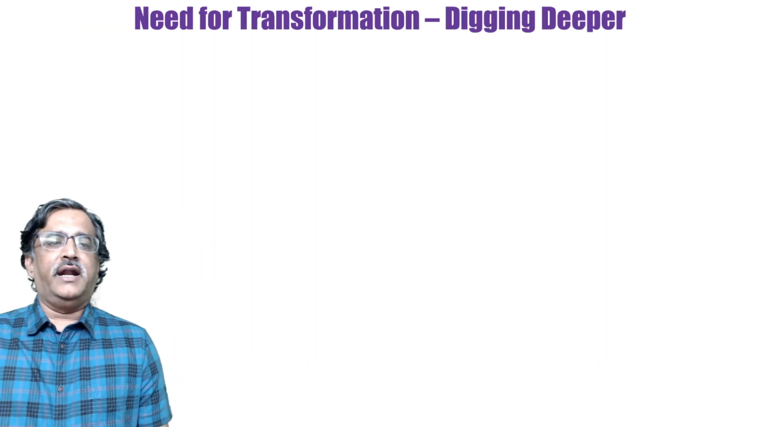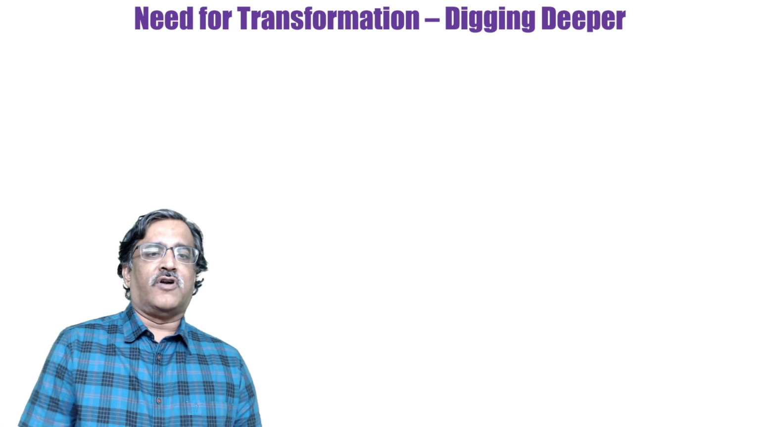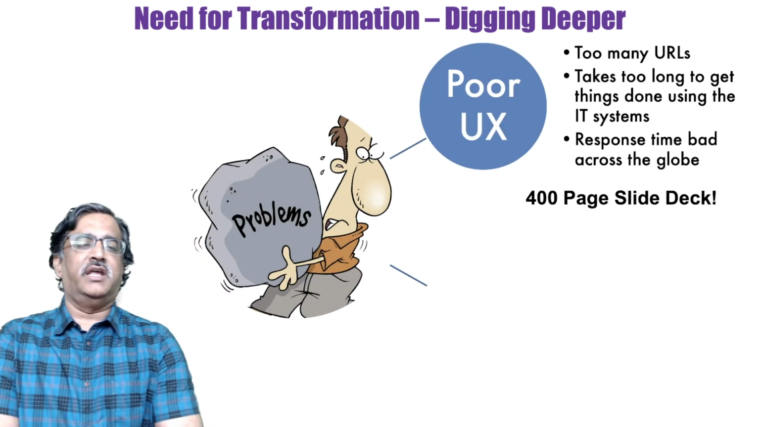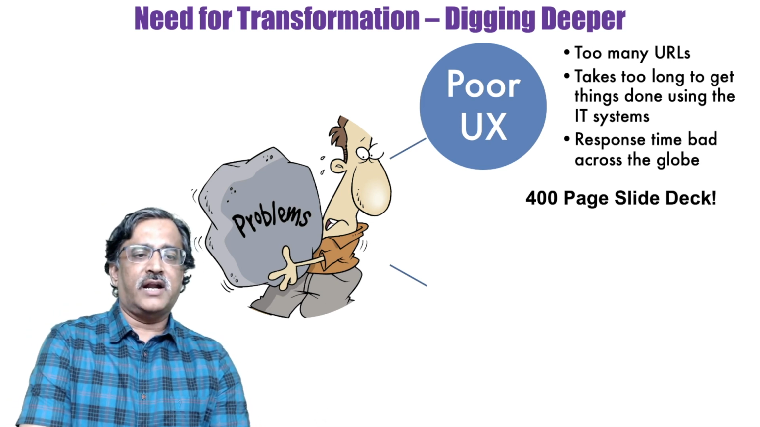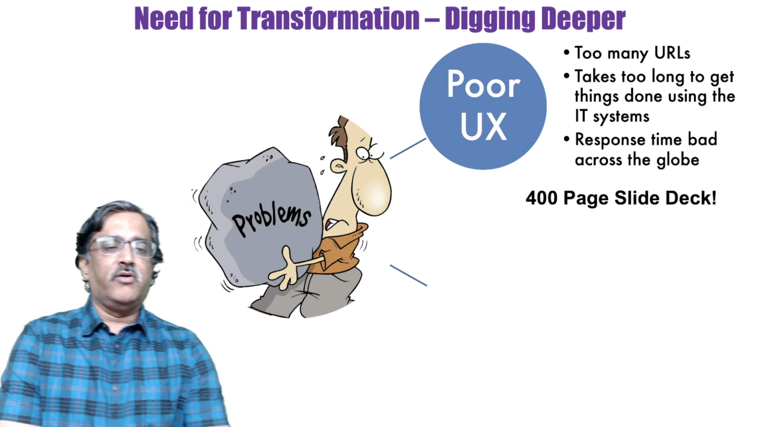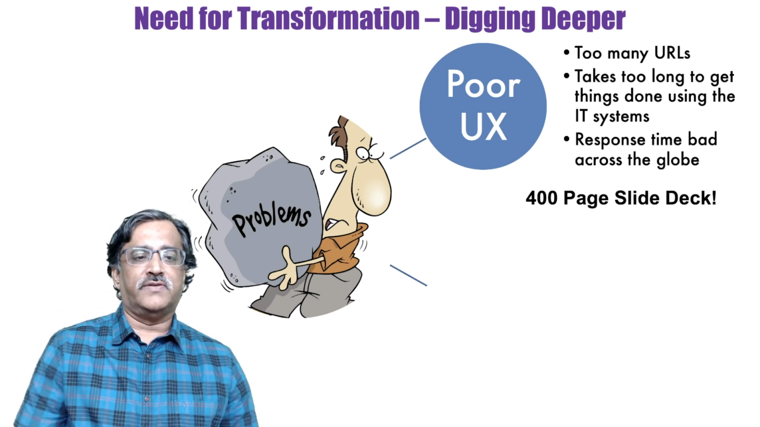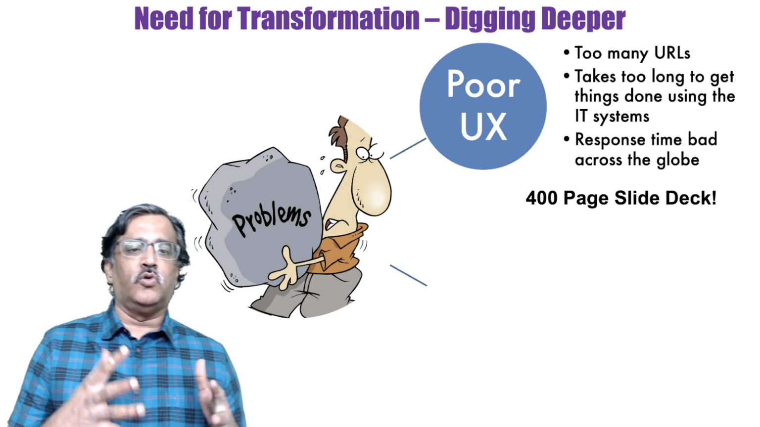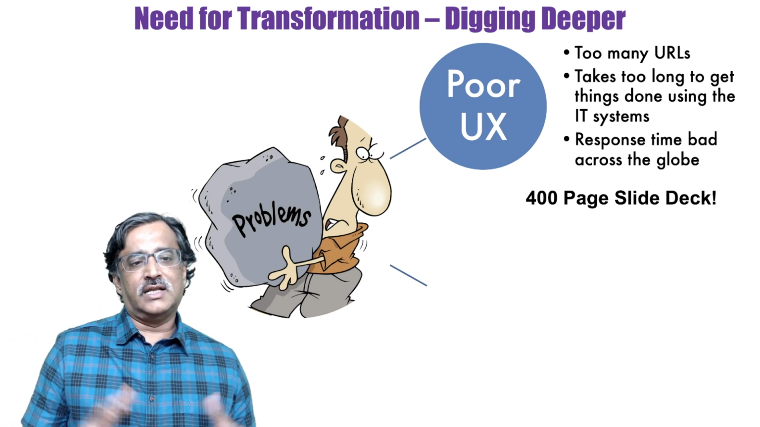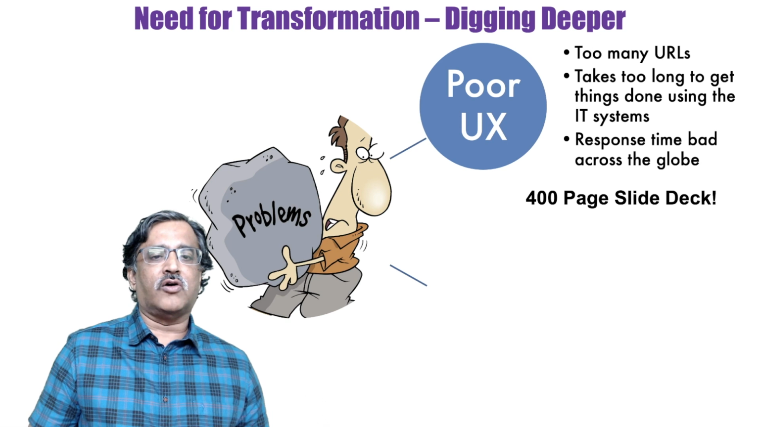So let's dig deeper into the need for transformation. Why did we need that? First of all, the user experience was pretty bad. We had too many URLs. Every application had its own URL and it was hard to keep track of them. Because of the cumbersome user interface, it took too long to get anything done with the IT systems. And the response time was uniformly bad across the globe.